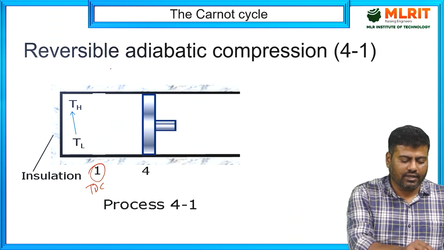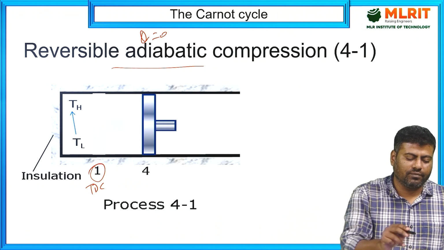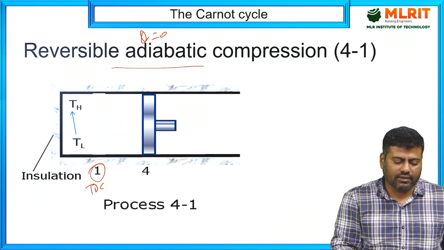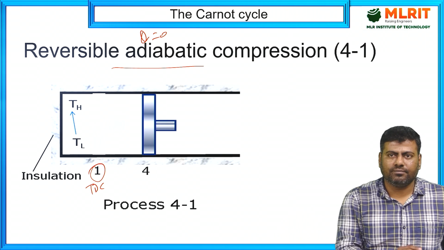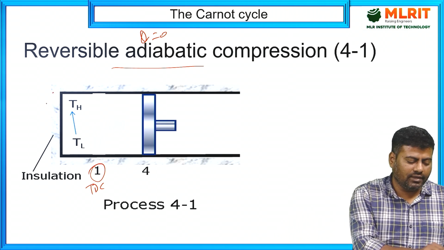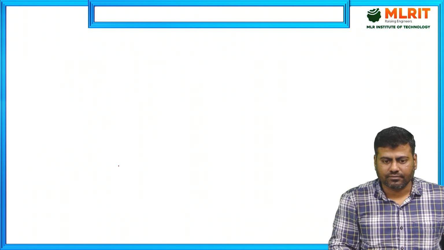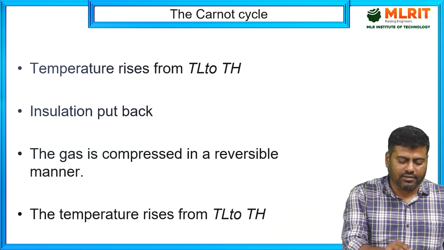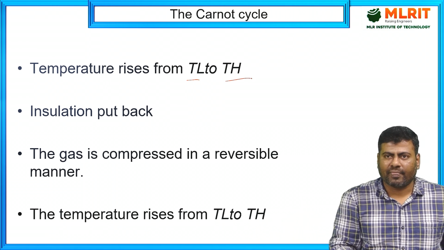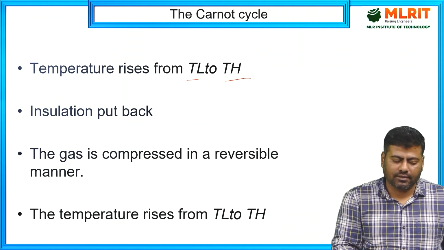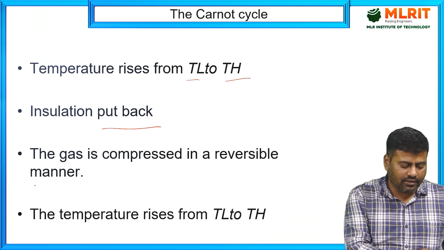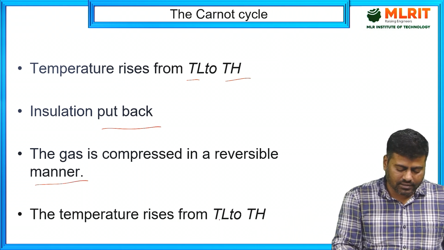What is that reversible adiabatic? Again, Q equals 0, I can assume. I need to compress the working substance in such a way that whatever heat is generated should not be rejected to the surroundings. For that, I have it well insulated here. So what are the assumptions we have? The temperature rises from TL to TH. Until then, I am supposed to compress it, and the insulation is put back again. The gas is compressed in a reversible manner, and the temperature rises from TL to TH.